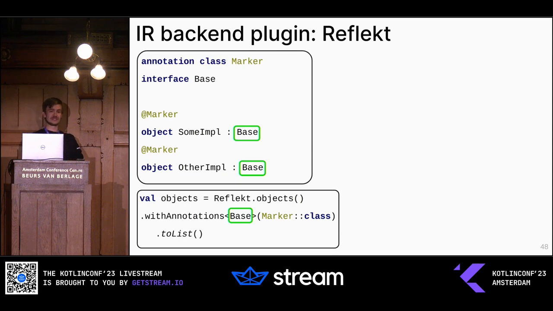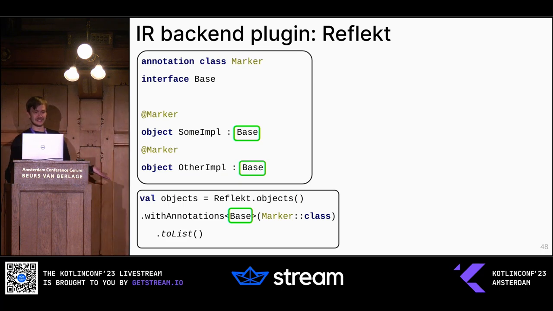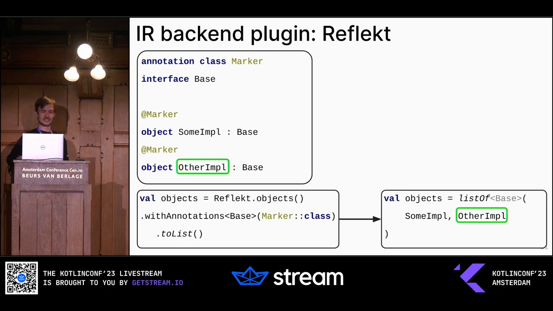Another example is Reflect plugin. So here at the top of the slide, we have some annotation, some interface, and two objects. Well, and at the bottom, we are trying to find all objects which both have base as a subtype and are annotated with marker. This Reflect plugin just traverses this IR tree and replaces this code with the following. Here we have just a list of some impl and other impl, with no all this magic at the left side.